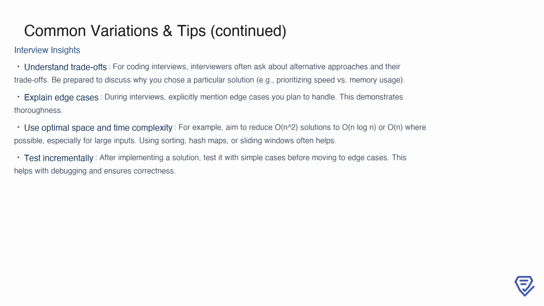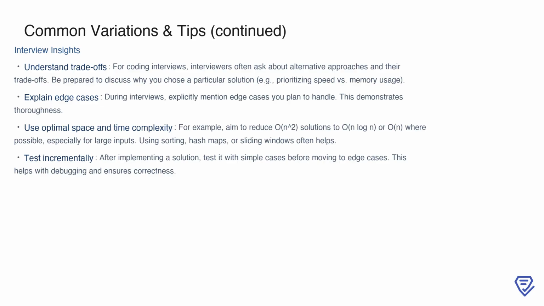Now, let's discuss some key insights for tackling problems in coding interviews. One crucial aspect is understanding trade-offs. Interviewers often want to see your thought process, so be ready to explain why you chose a specific approach and how it balances speed and memory usage. Explicitly addressing edge cases is another way to stand out, as it shows you're thorough and detail-oriented. Optimal solutions are highly valued, so aim to improve your time and space complexity wherever possible.